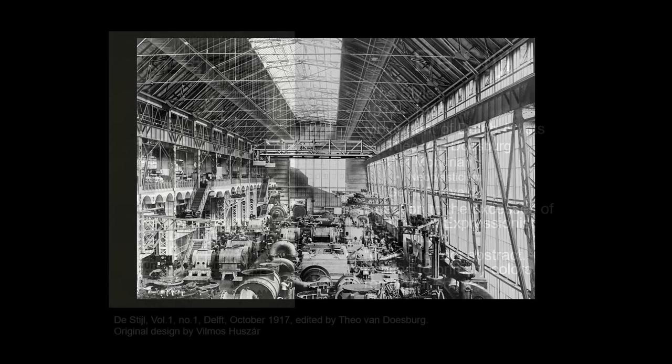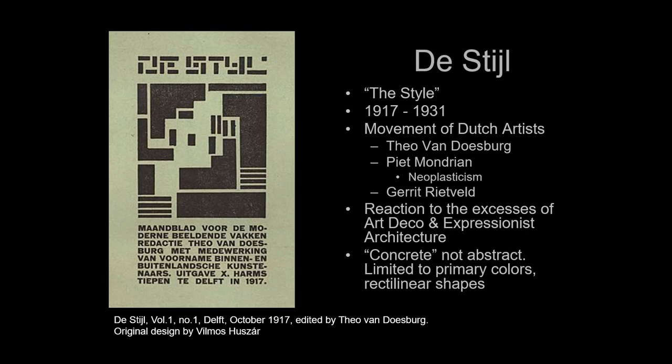Elsewhere in Europe, following the war, we have a development of more geometric styles. So, for example, we have this movement of Dutch artists, de Stijl, meaning the style. And it was a reaction to some of the excesses of architecture that had been produced. They wanted something, again, that was simple, concrete. Theo van Doesburg said, "We speak of concrete and not abstract painting because nothing is more concrete, more real than a line, a color, a surface."